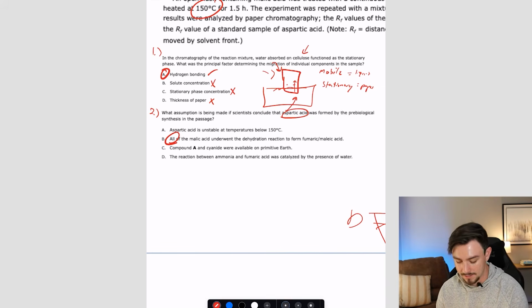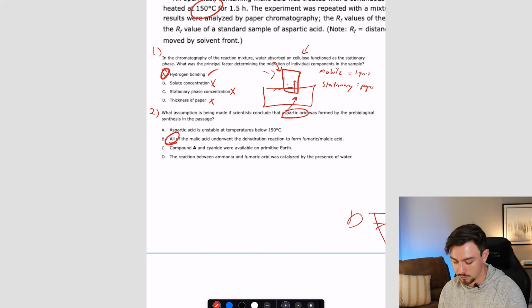C, compound A and cyanide were available on primitive Earth. Well, does that have to be true? Well, the statement is saying, can we take these and get to aspartic acid? Well, you would have to have them available to get to aspartic acid, right? So I like answer choice C.